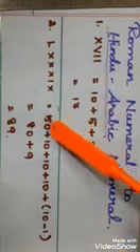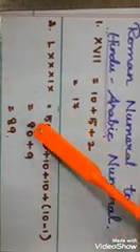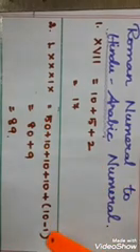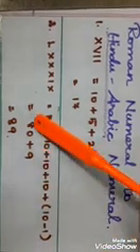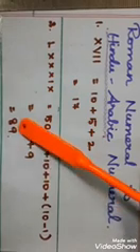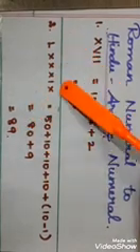Add it. 50 plus 10 plus 10 plus 10 is 80. 10 minus 1 is 9. 80 plus 9 gives 89. So the value for the given Roman numeral is 89.